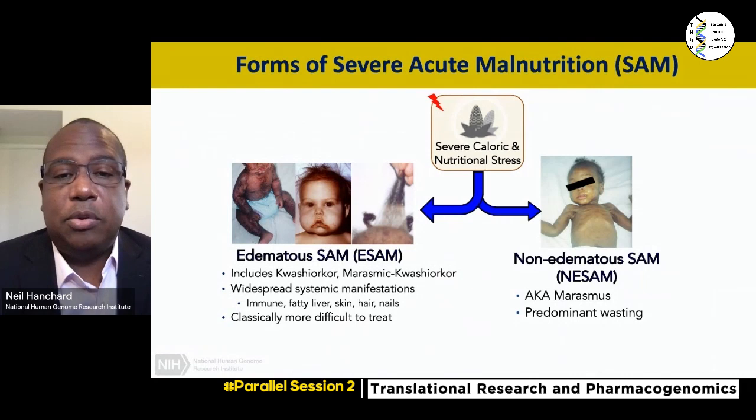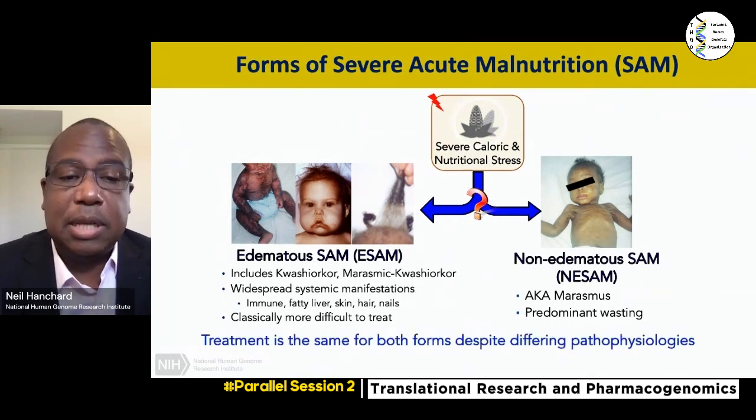And although we've known these two forms for some time, it's actually not 100% clear why you get one and not the other. And some of the proof of principle of that is that if you look at the treatments, it's the same for both forms, despite them having different outcomes and different pathophysiologies.